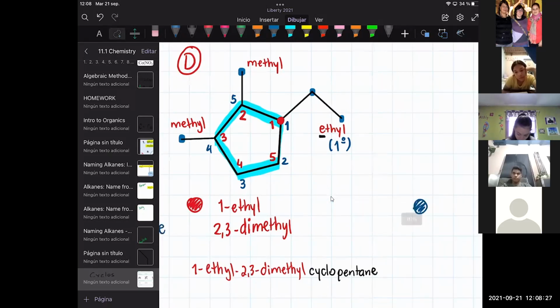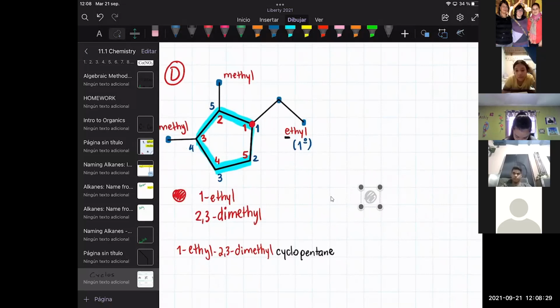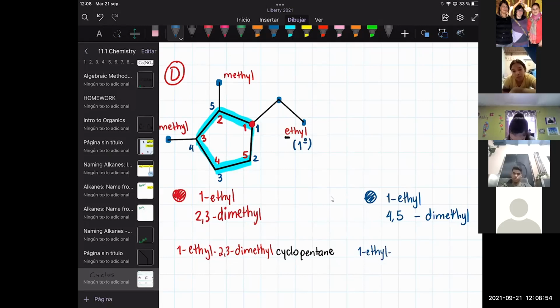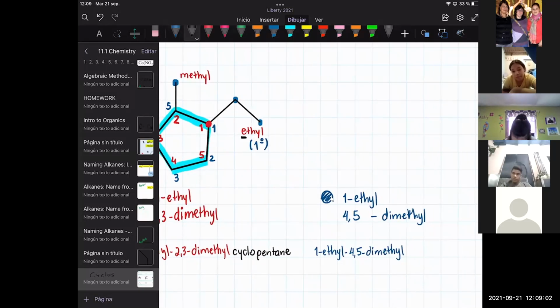But in the blue path, it's going to be slightly different. In the blue path, you're going to have 1 ethyl, and methyl, because it's twice, is going to be dimethyl. And in the blue path, methyls are located in the positions 4, 5. So if you have to name it, it's going to be 1-ethyl, 4,5-dimethyl, and then cyclopentane.